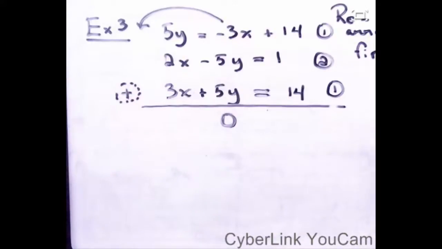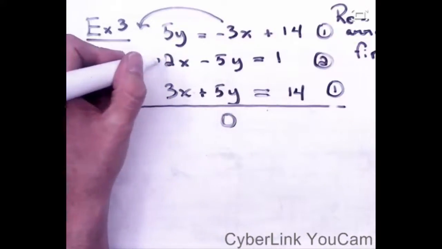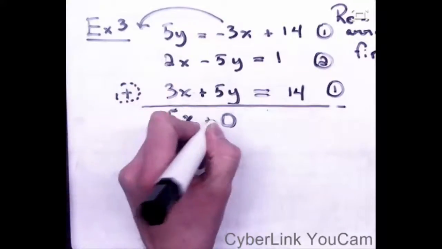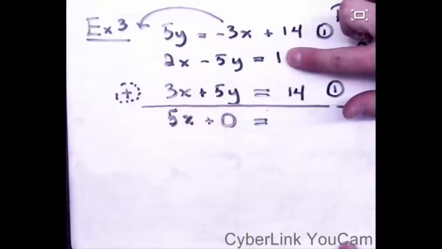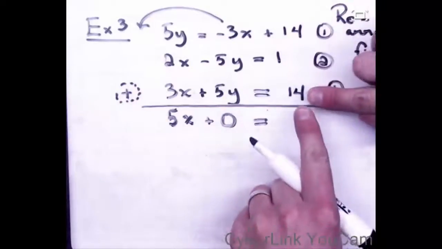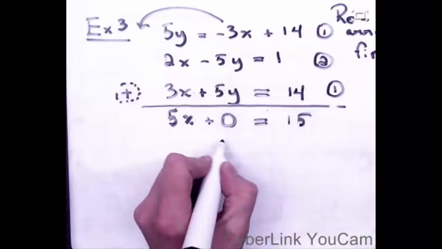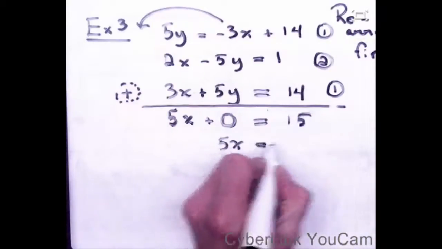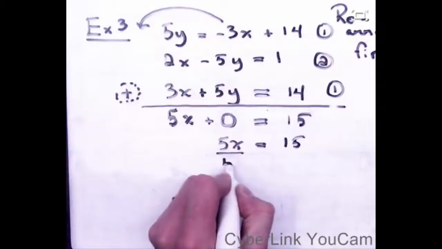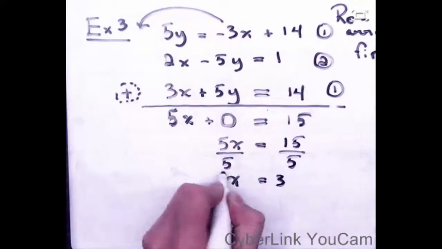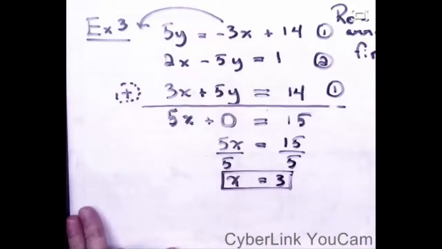Great, I've eliminated the y. Let's do the others now. 2x plus 3x, 5x. Equals 0, then 1 plus 14, 15. All right, let's clean this up. This just says 5x equals 15. Divide by 5. X is 3. All right, we're getting better at this.